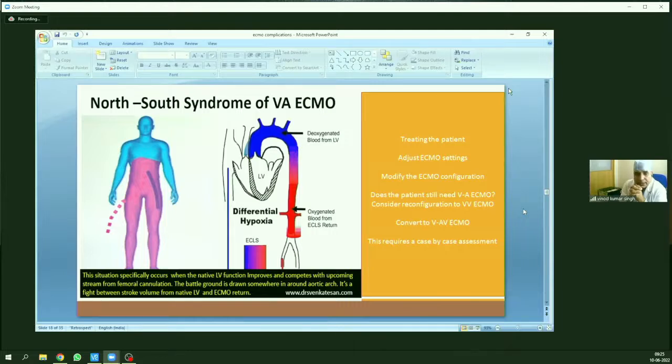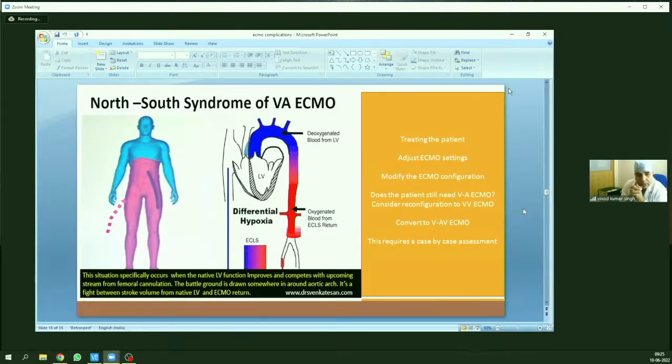First, adjust the ECMO settings. If you have a high flow, you can use a high flow. You can also modify the ECMO configuration. You can go to a VAV ECMO. And sometimes, if you find that there is no need for cardiac support because the cardiac function has improved, you can just convert it to VV ECMO, and that will solve the problem of this mixing.